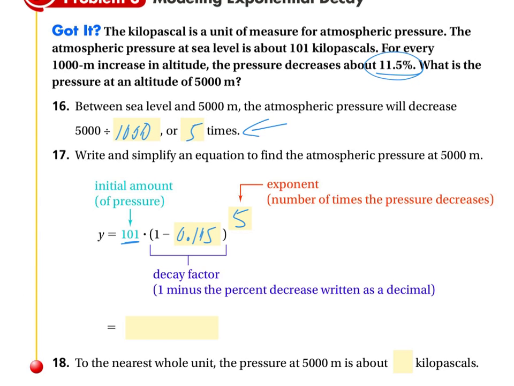Using order of operations, we need to do what's inside the parentheses first. So 101 is multiplied by 0.885 raised to the fifth power. We're going to raise 0.885 to the fifth power first and then multiply it by 101. And we're going to get 54 point something. Of course, that rounds to 55 kilopascals.